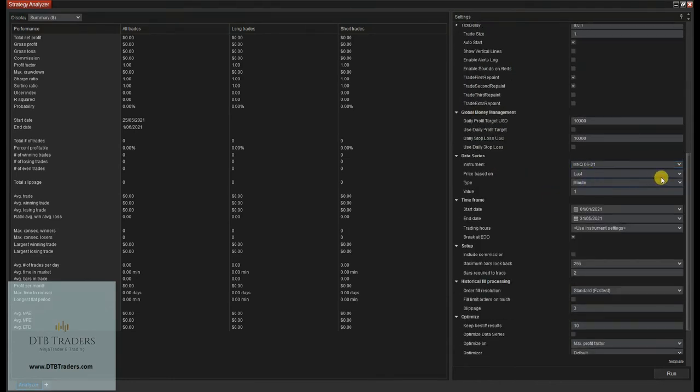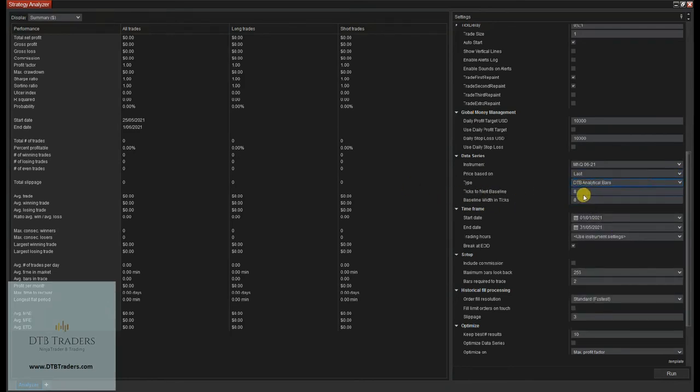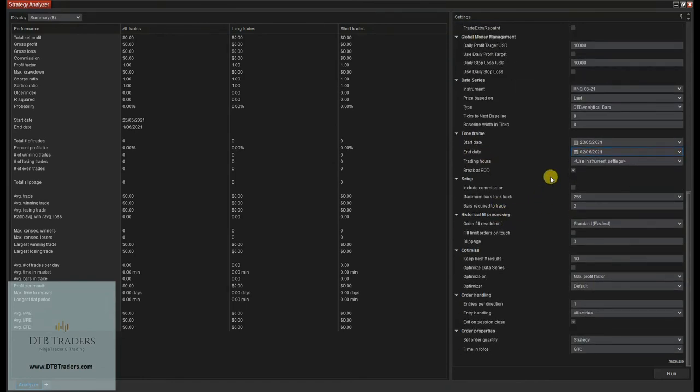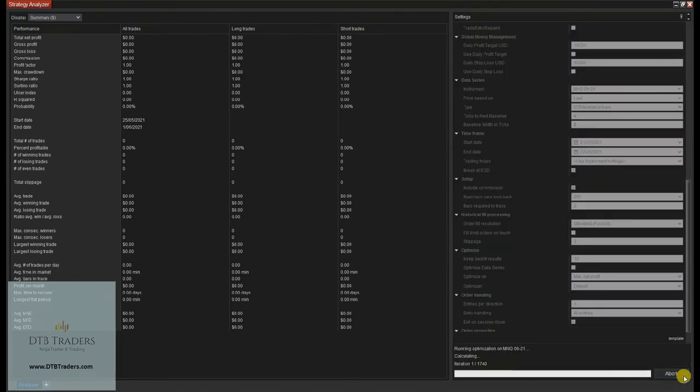So we're going to be selecting the MNQ, and I'm going to be using the analytical bars because that's what I got on that specific chart, an 8/8, and I'm going to be optimizing from the 23rd up until today. Today is the 1st, so I'm just going to put the 2nd, and I'm going to include the commission, and I'm going to keep 10 results, and I'm going to make it max net profit, and I'm going to run that. So that's only 1,740 iterations of a strategy.